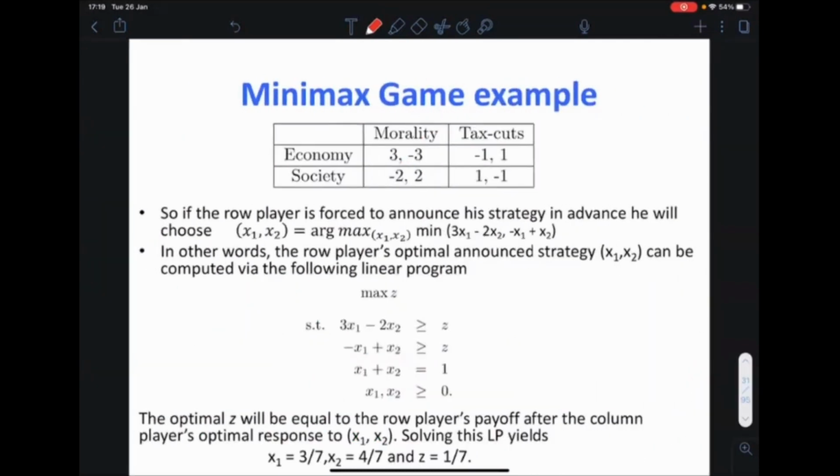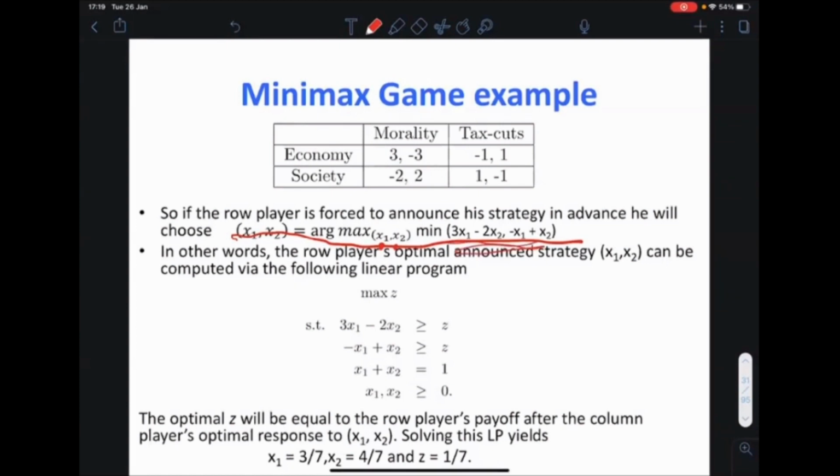So you can write everything together. Is that okay? The row player, player one, figures out x1, x2 first, and then player two, based on the x1, x2 given, is going to minimize it.